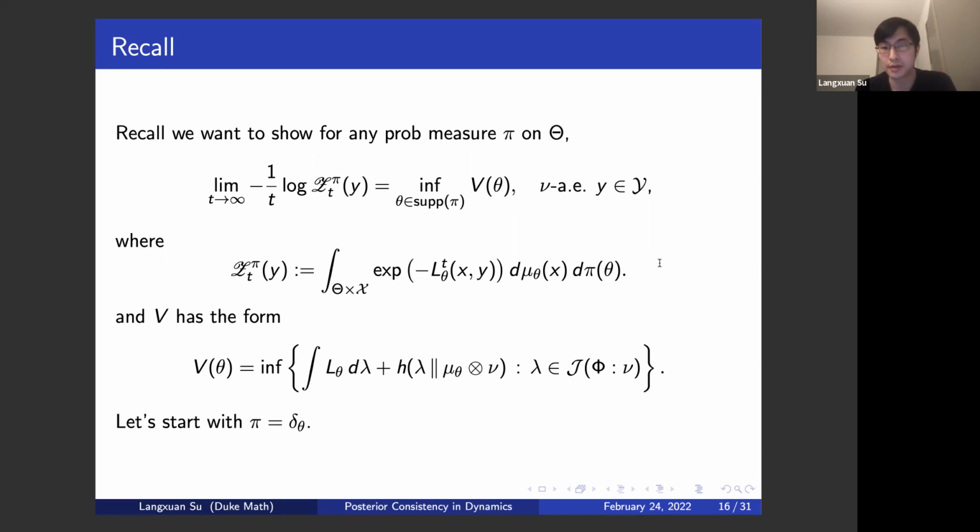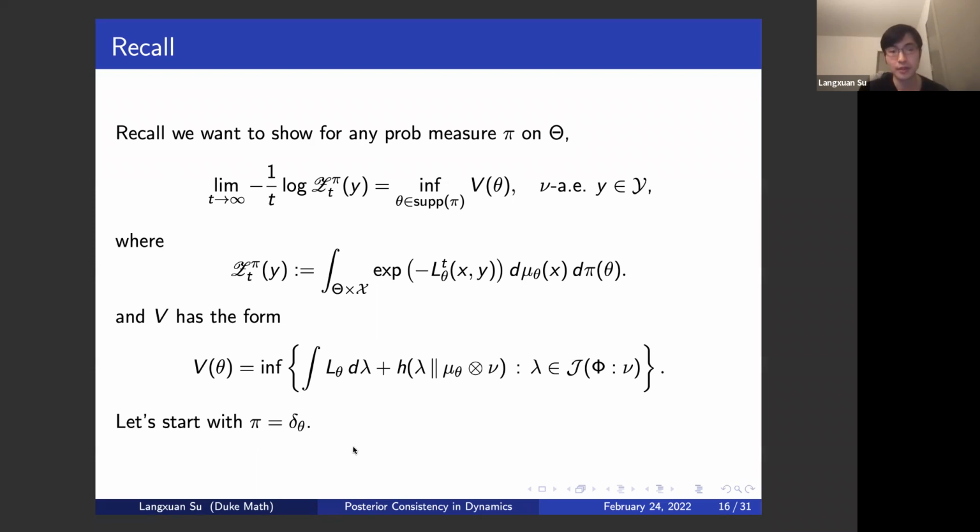the partition function is given by the integration of exponential minus loss up to time t, with respect to the prior distribution. And based on the previous results, we guess that the V we want to find here has the following form. It's the infimum over all the invariant couplings of the expected loss, plus some divergence with respect to some prior distribution. So here is the thing we have in mind. So the next thing is how to reprove this characterization.